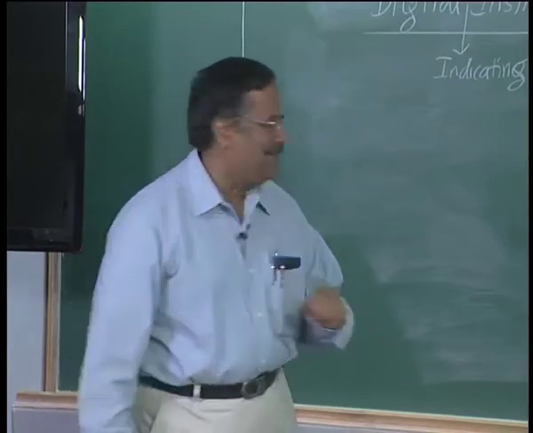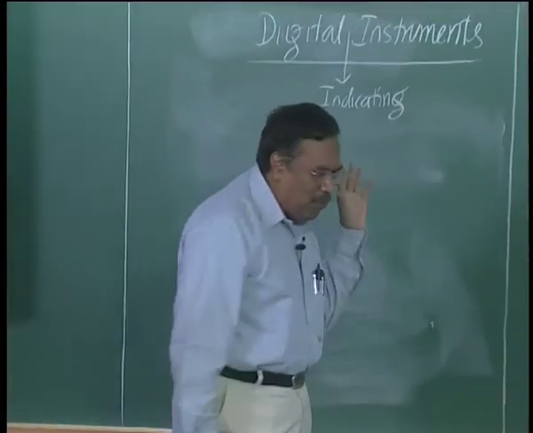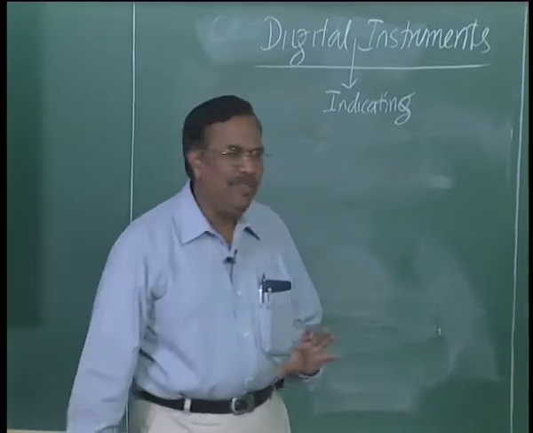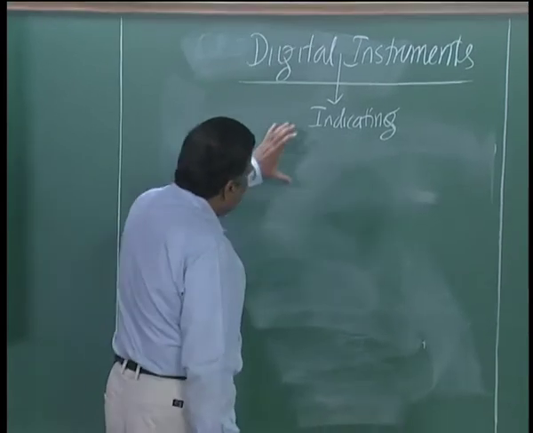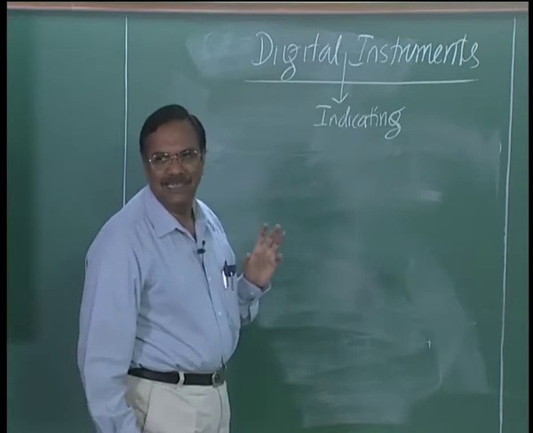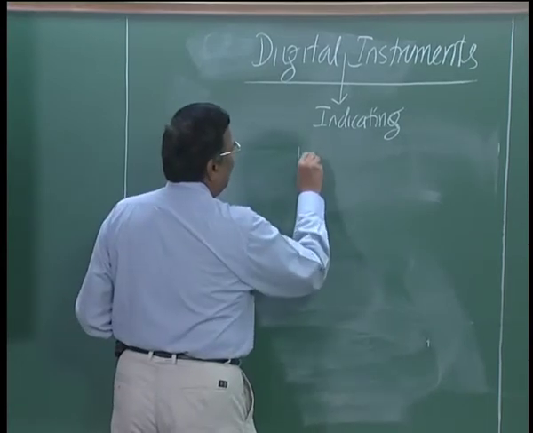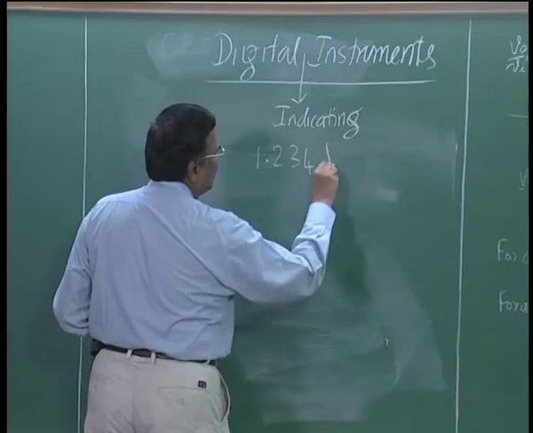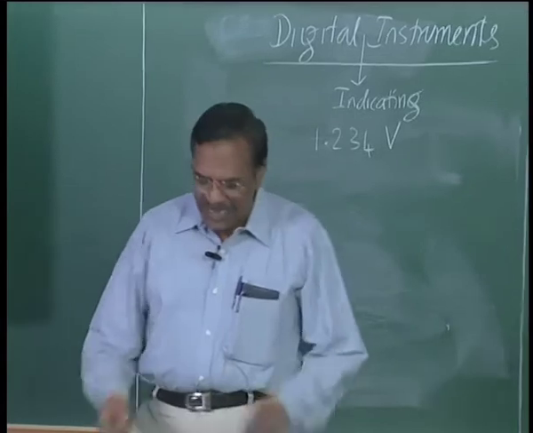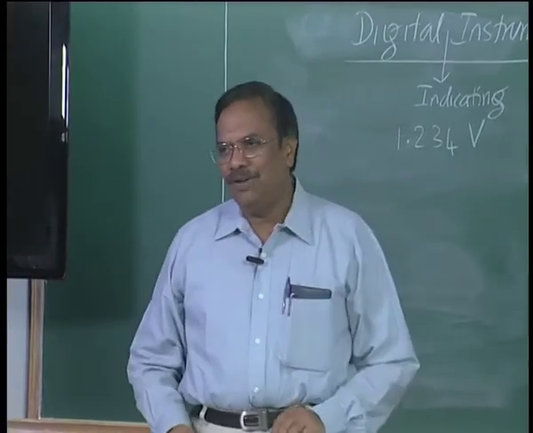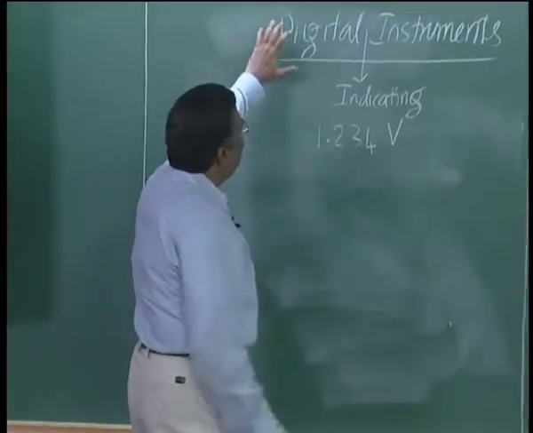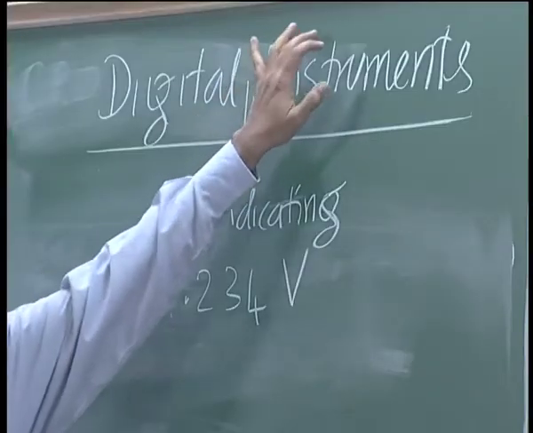On the other hand, when I say digital, I am going to look at only the number, the digits. So these instruments can display the actual value in numbers that we understand. It could be, let us say, 1.234 volts or 1.234 millivolts. On the instrument we will have this value displayed. These kinds of instruments we call digital indicating instruments.